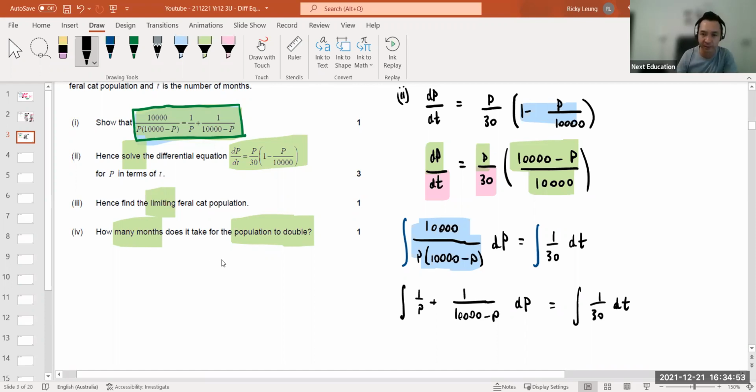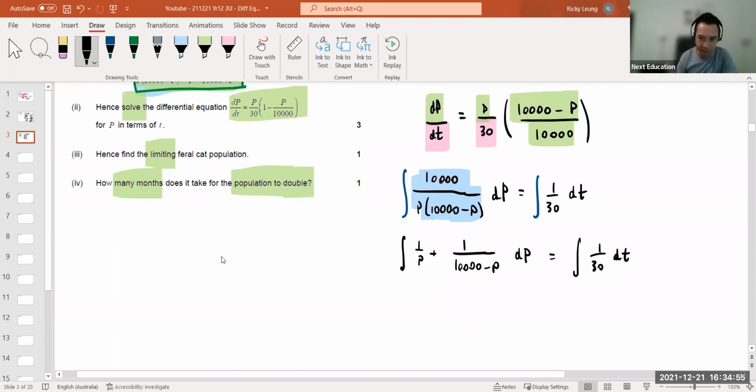Bit of pace. So that becomes ln. Once again, P is positive, plus, and we know P is less than 10,000, or minus, right? Remember, just like before, we need a minus here because P is minus there. It becomes a minus there, so that becomes a minus ln 10,000 minus P equals 1 on 30 t plus the constant.